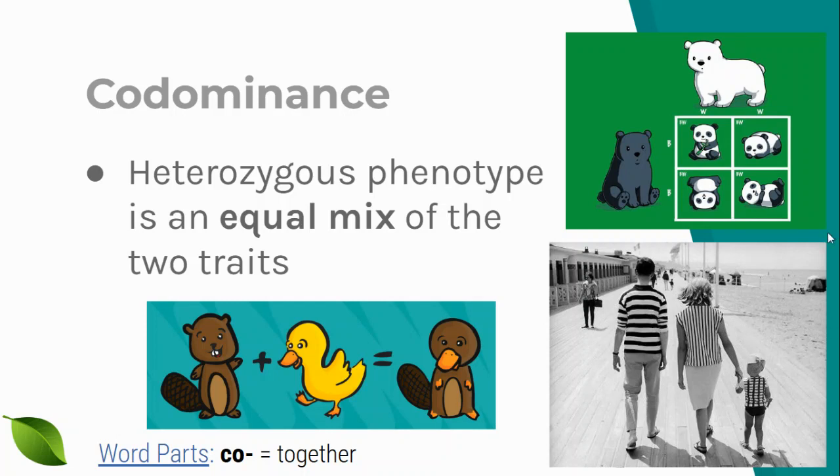So with incomplete dominance, the heterozygous phenotype was a blending. It's like black and white would have made gray. Codominance, where each of the different traits are dominant together, black and white are going to produce a heterozygous phenotype of black and white.